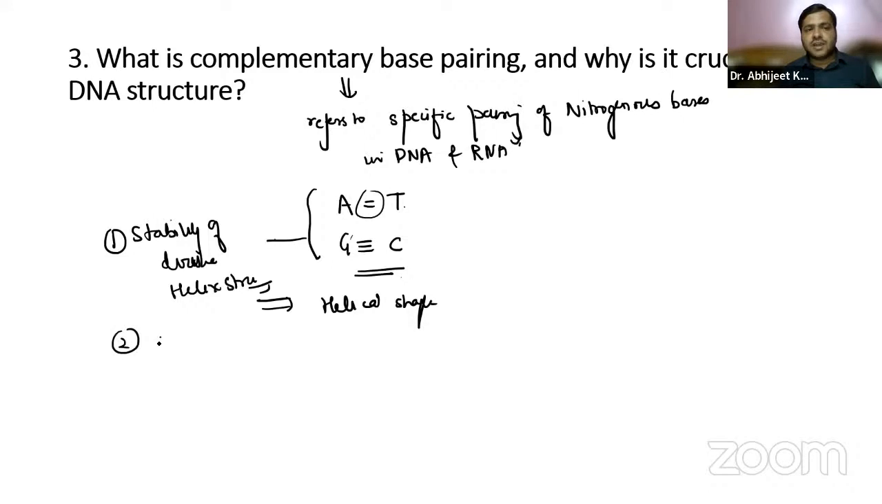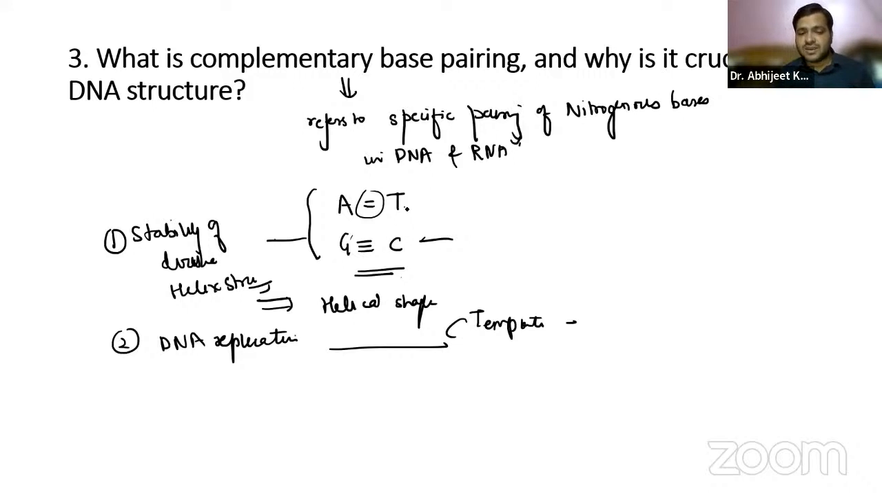Apart from that, they also help in DNA replication. Now, guys, remember that one strand basically acts as a template for synthesizing a new complementary strand, right? So the specificity of the base pairing, that adenine binds with thymine and guanine is complementary to cytosine, ensures the genetic information is copied accurately, which is very, very important for cell division and passing of the genetic information from parents to the offspring, right?